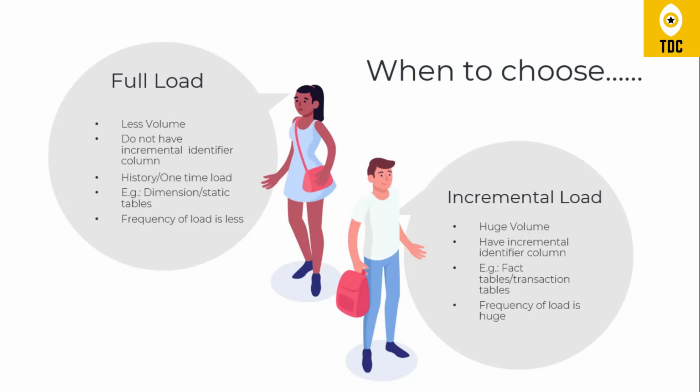And you can choose the full load whenever you don't have any incremental identifier column. We already saw the incremental identifier column might be some ID or some timestamp column. There might be cases where the source table doesn't have any of the incremental identifier columns. Maybe the timestamp is not there, the ID is not there either, so then there is no option but to go for a full load.